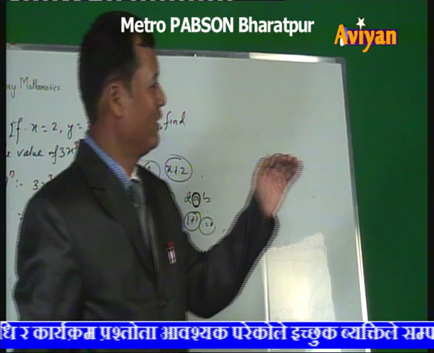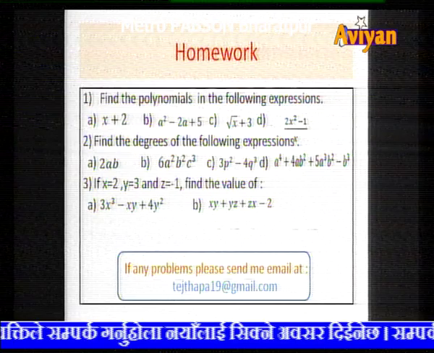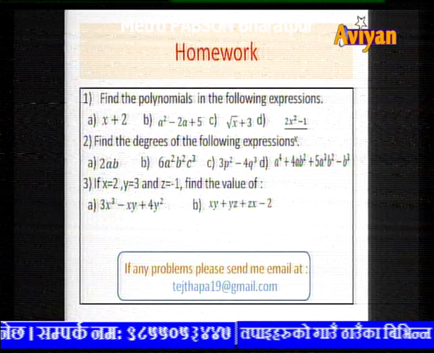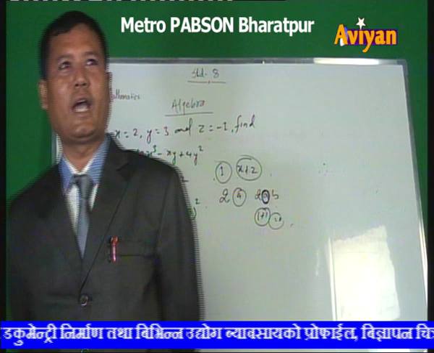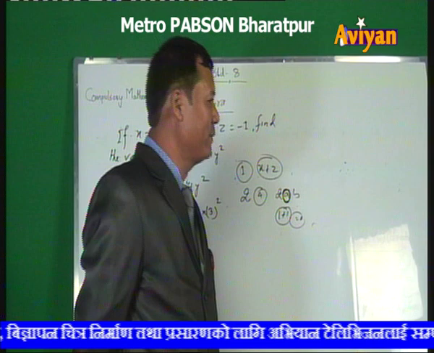And next, question number 3. If x is equal to 2, y is equal to 3, and z is equal to 1, find the value of A and B. Similarly, you practice. This one is homework.